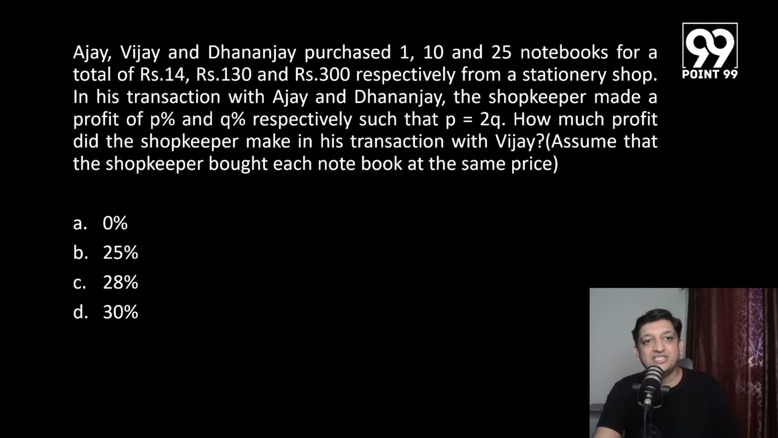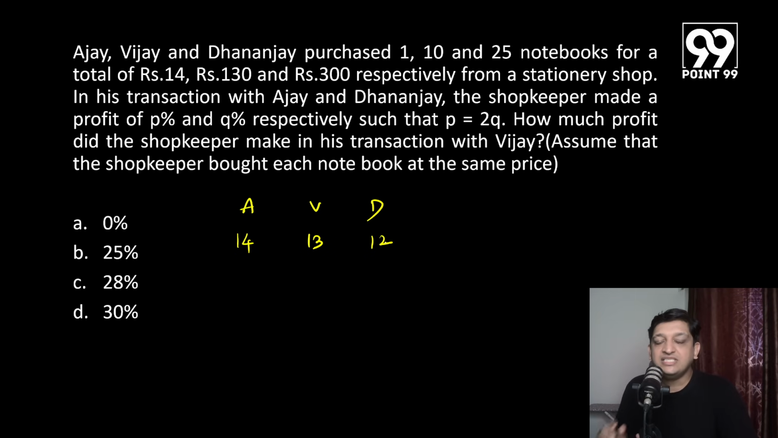Let's move on to the next question now. Now we have Ajay, Vijay and Dhananjay. They purchased 1, 10 and 25 notebooks and so on and so forth. So do have a look at it, try it out, and then have a look at the elegant solution that's going to follow. In this case, we have to look at the unit price. Ajay bought one notebook for 14 rupees. So the selling price to Ajay was 14 rupees. What about Vijay? 130 rupees for 10 notebooks. So 13 rupees per notebook. And what about Dhananjay? 300 divided by 25. So you are going to get 12 rupees per notebook.